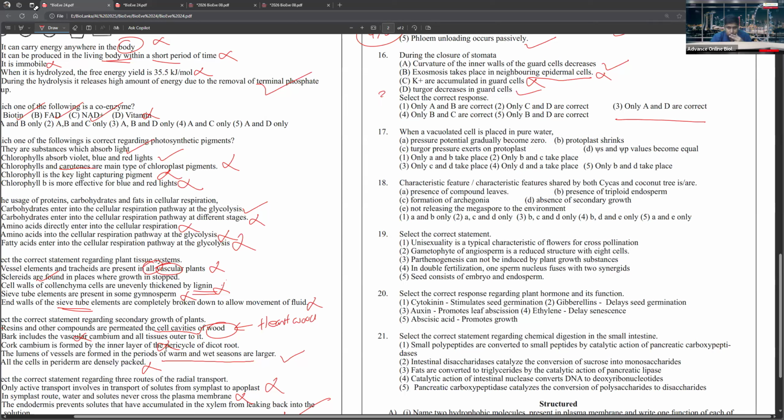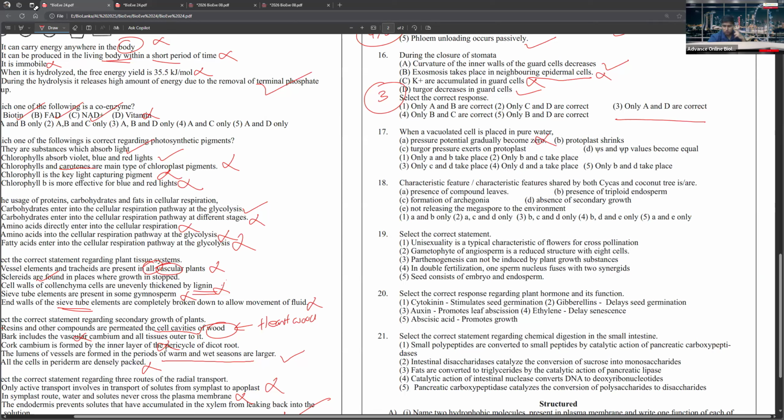Third. Question number 17. When a vacuolated cell is placed in pure water, pressure potential gradient becomes 0. No, vacuolated means cell with a vacuole immersed in pure water. Water goes into the cell, because cell always has some solutes in the cytoplasm. So water go in means the cell become turgid. So pressure potential gradually becomes 0. Wrong.